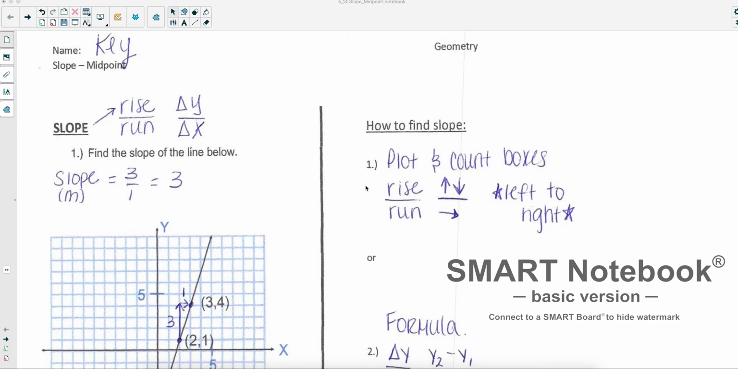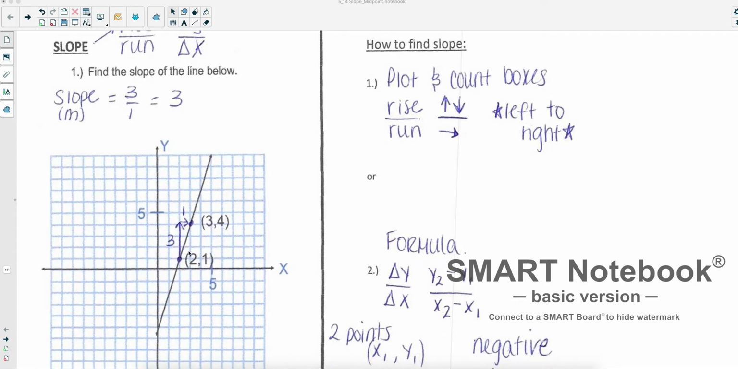Everyone, for today's lesson we are going to be discussing slope and midpoint. So just to discuss what slope is, we know slope as rise over run, or the change in y over the change in x. For our first question, we're going to give you this line over here and ask you to find the slope of the line.